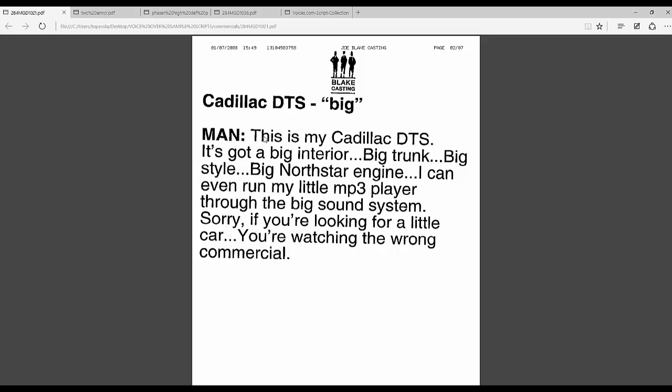The client is looking for someone who wants a big car. And a big person does not really make too much noise. They are cool. They are confident with their size. Their size is their confidence. So we're saying, this is my Cadillac DTS. It's got a big interior, big trunk, big style, big North Star engine. I can even run my little MP3 player through the big sound system. Sorry if you're looking for a little car. You're watching the wrong commercial. Do you get it right now? All right, let's quickly move.